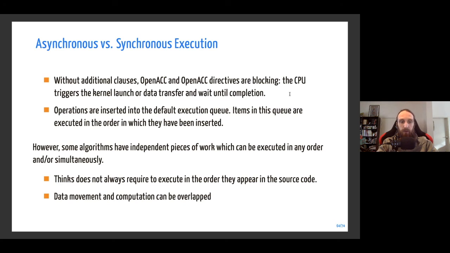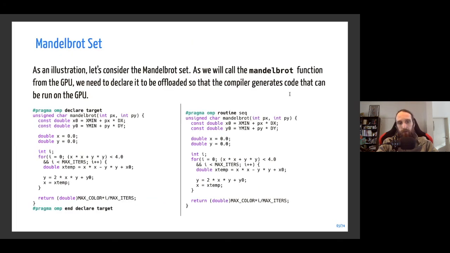However, in some algorithms, you can have independent pieces of work that can be executed in any order or simultaneously. The idea is that things do not always require to execute in the order they appear in the code, and that data movement as well as computation can be overlapped. To illustrate this, we will use a Mandelbrot set code. This is something that will generate a Mandelbrot set, and you have the full code inside the zip archive.